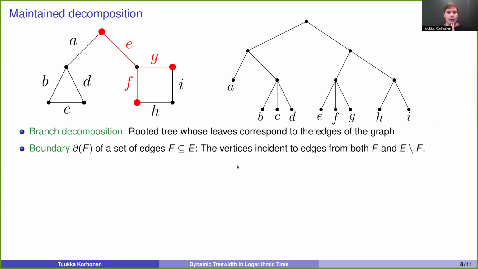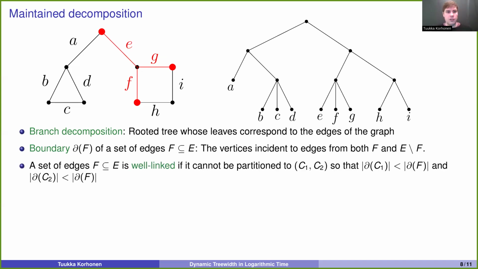Now, let me introduce some definitions. For a set of edges of the graph, which you can think of as a set of leaves of the branch decomposition, here e.g. F, we say that the boundary of the set of edges is the vertices that are incident to edges both from the set F and not in F. So the boundary here is these red vertices, not this black one in the middle, because it's adjacent only to edges from F. That's quite an intuitive notion of boundary.